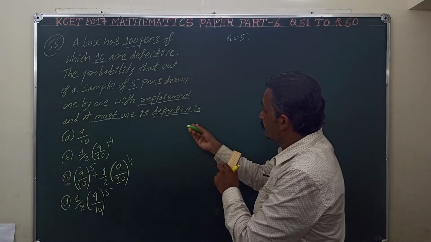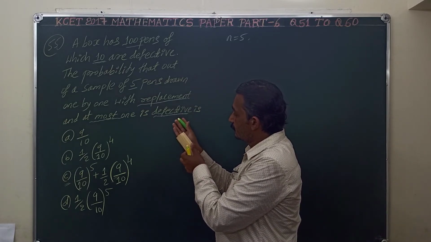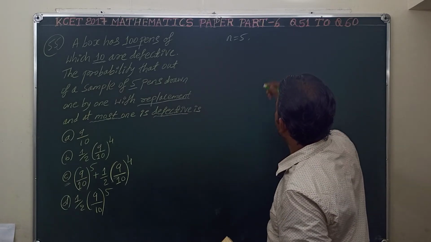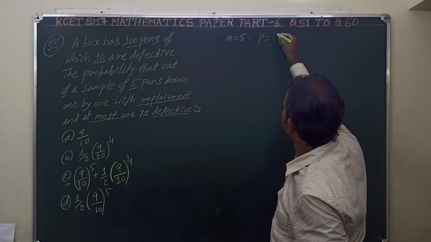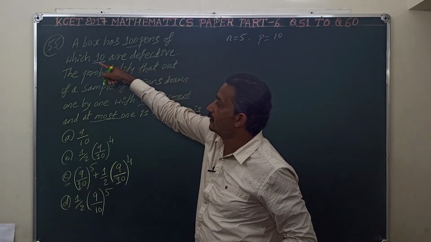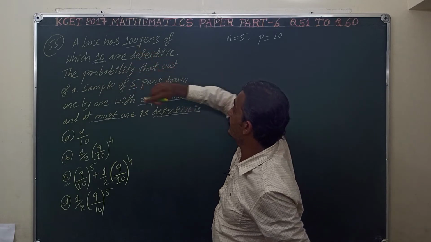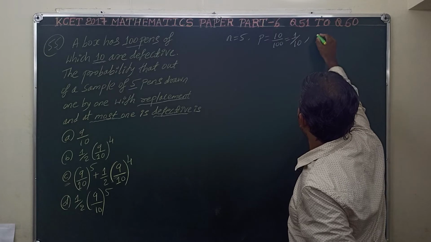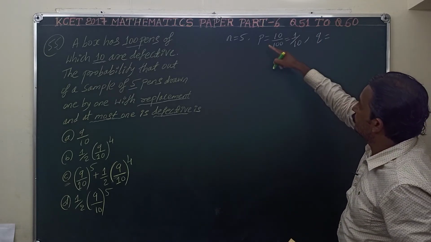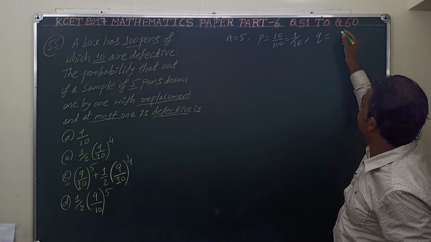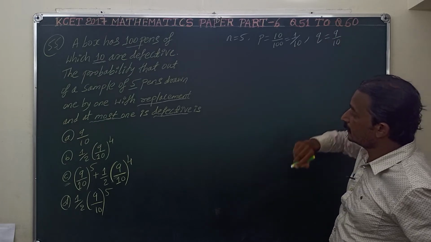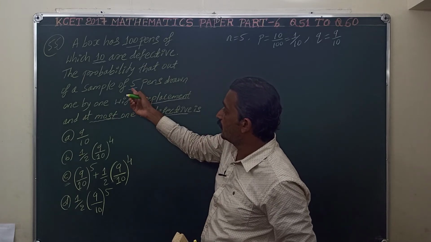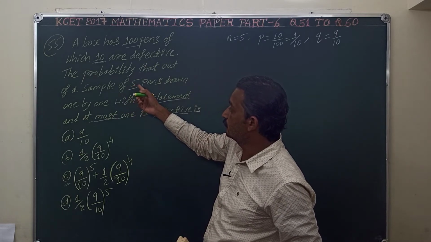So drawing the defective bulb is the success here in this case. What is the success? Drawing the defective bulb. So success means P. How many defective bulbs are there? 10. Total 100, so 10 by 100, nothing but 1 by 10. So failure is the complement of P, 1 minus P, nothing but 9 by 10. So here the random variable is the number of defectives. X takes clearly either 0, 1, 2, 3, 4 or 5.